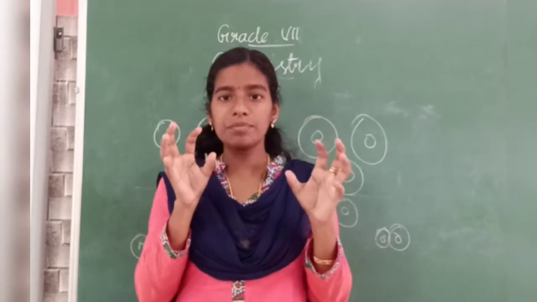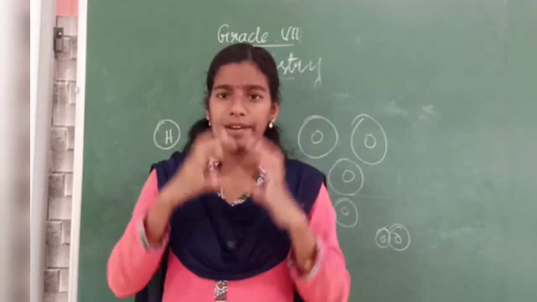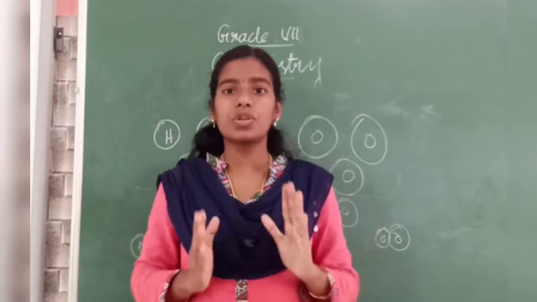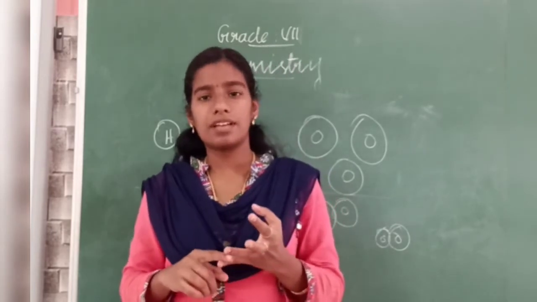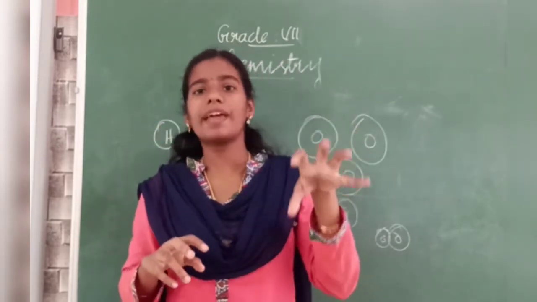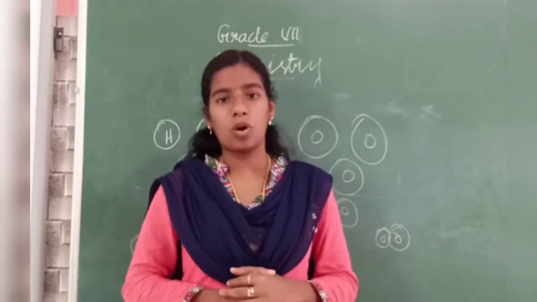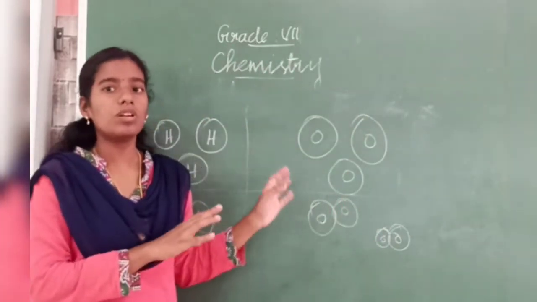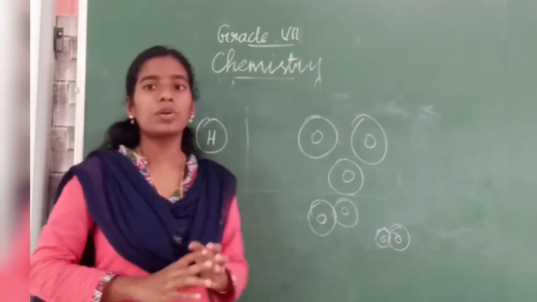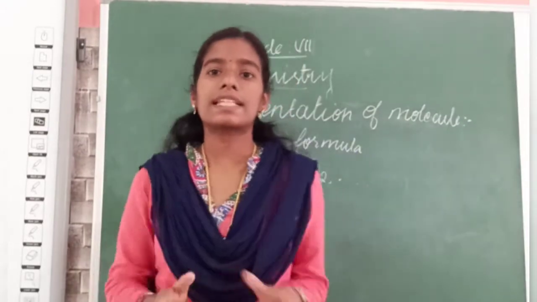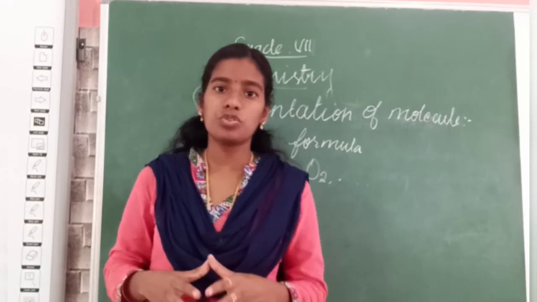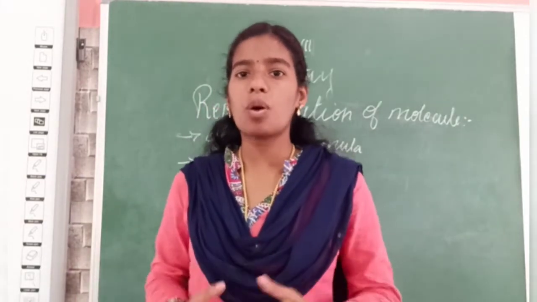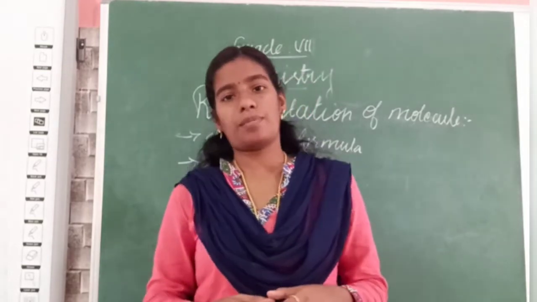So, atoms combine together. One atom or two atoms or three atoms combine together to form molecules. Some elements like helium and neon, only the single atom can also form the molecule. So clear about what is a molecule and what is the difference between atom and molecule. Next is representation of molecule. How we represent elements? Using symbols. How we represent compounds? Using formulas. Like that, how we represent these molecules?